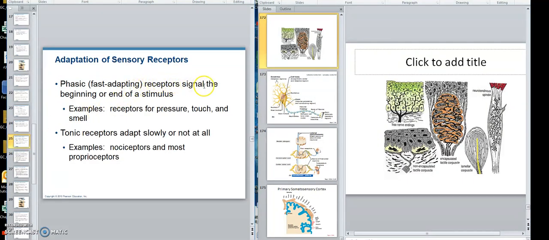Fast adapting receptors signal the beginning or end of a stimulus. Okay? Receptors for pressure, touch, and smell. All right. So for pressure, you put the pressure, but you don't put it too hard, and then it goes away. Touch, you put it on there, so if you touch me, I'm not going to keep thinking about you touching me if it's a light touch. It's going to go away, so I can think about some more stuff.